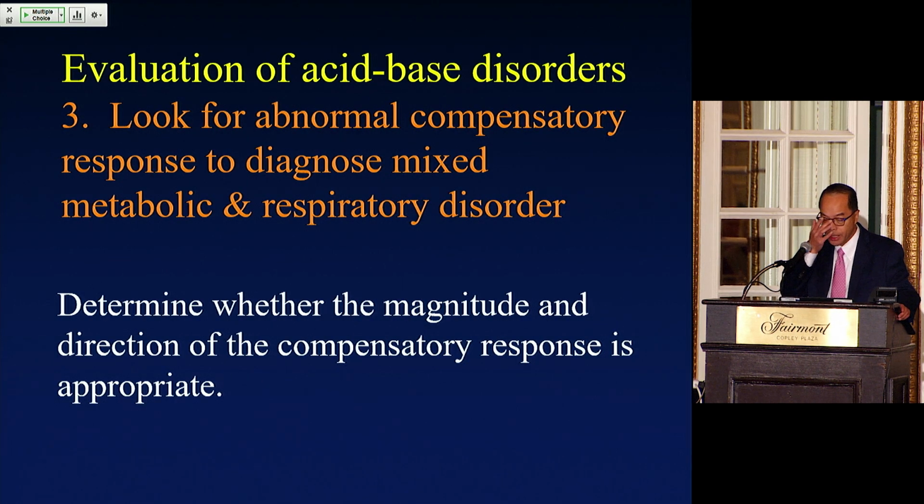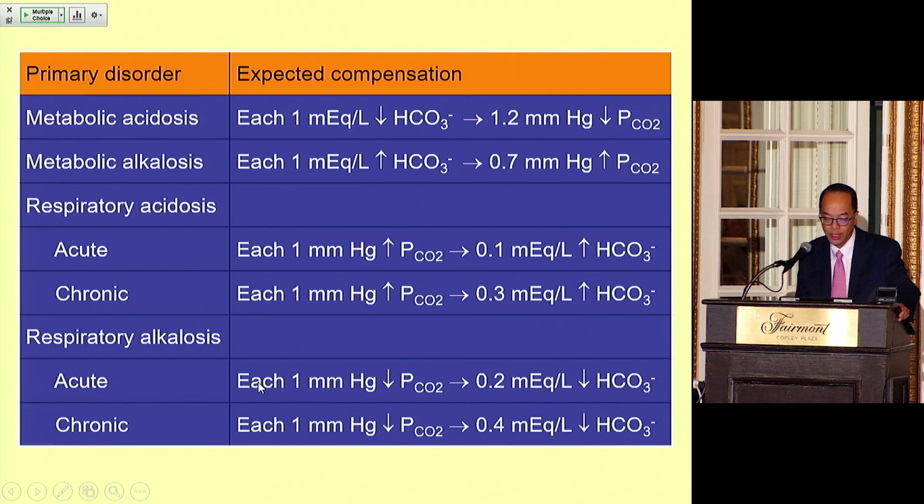And then the third part is to determine whether there is a normal or abnormal compensatory response to that acid-base disturbance. So all acid-base disturbances elicit a compensatory response where the body, meaning the respiratory apparatus and the kidney, attempts to partially correct that back to normal and try and minimize pH disturbances. And so determining the magnitude and direction of the compensatory response is critical here.